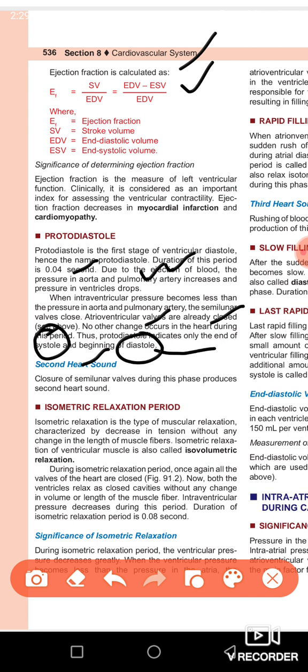Due to this closure, another sound is produced. The first sound, which is produced during the isometric contraction, is lub, and the second sound, which is produced in protodiastole, is dub. So therefore the heart sound is lub dub. Now this is the first phase.